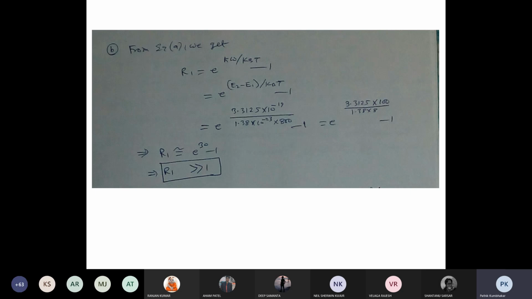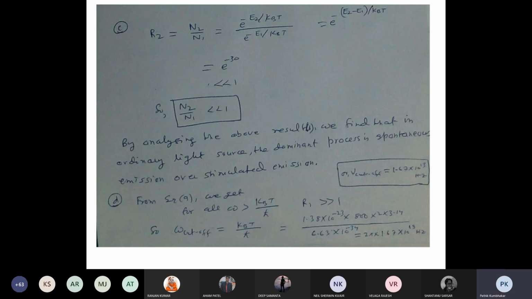So that's why in ordinary material you do not get stimulated photons, only spontaneous photons. The photons emitted are random in phase, frequency and polarization. Now calculate R2. Again R2 will be of the order of 10 to the power minus 30, so it is much less than 1.